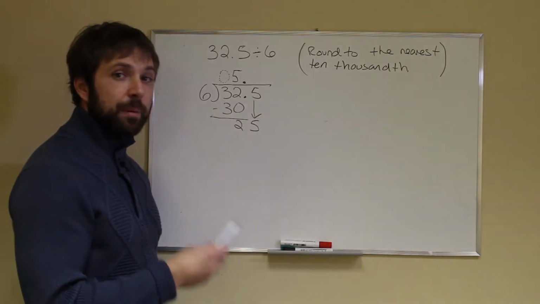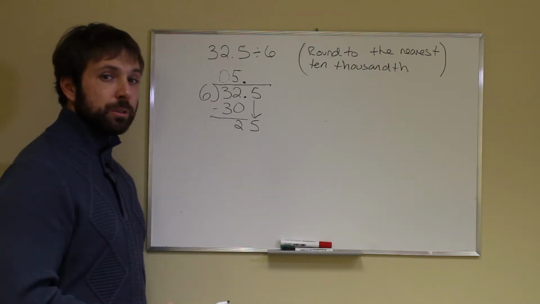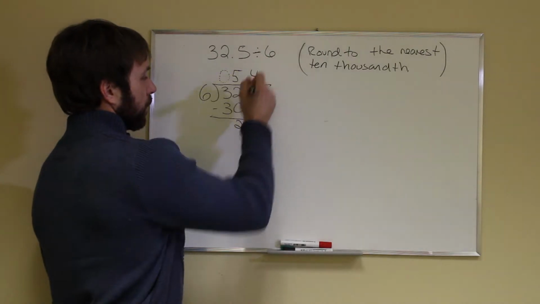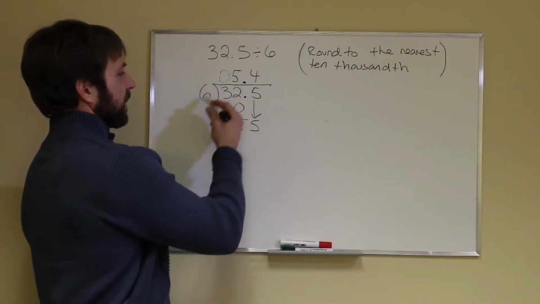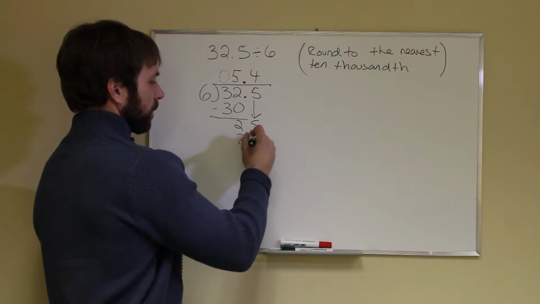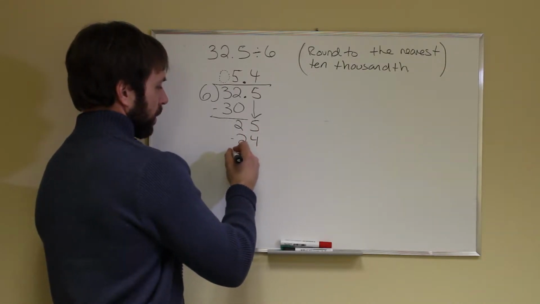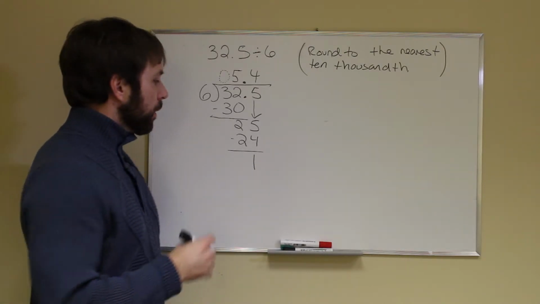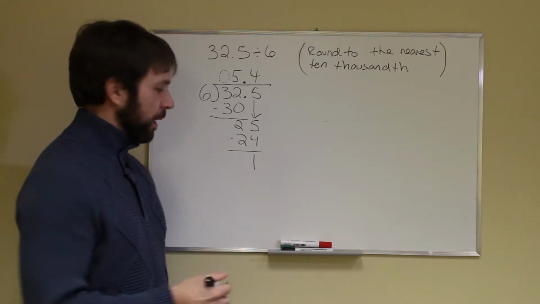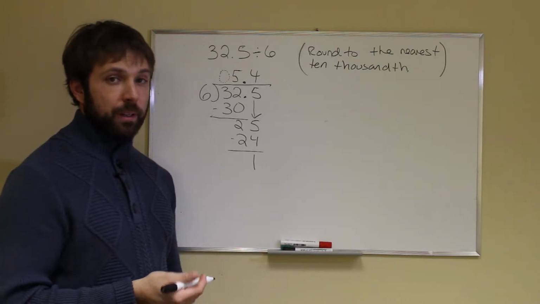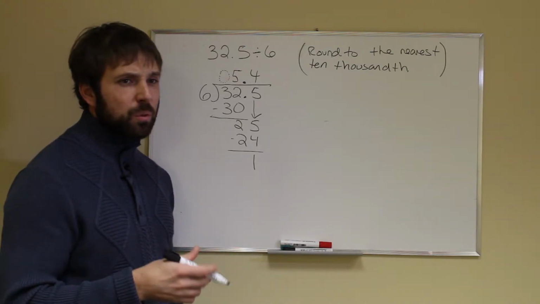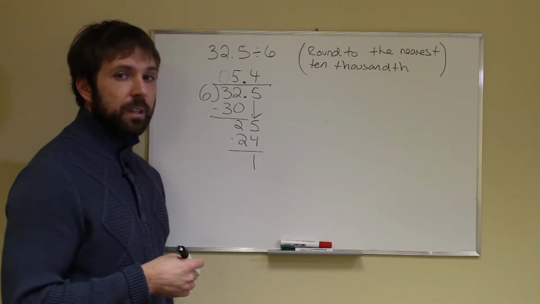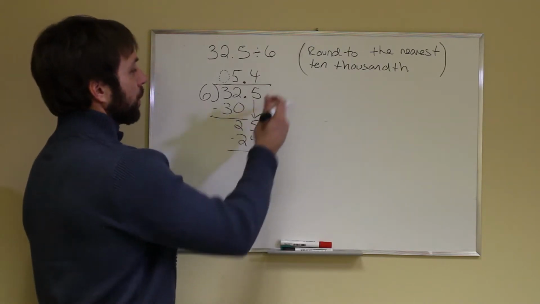I'll now ask myself, how many times 6 goes into 25? So 6 will go into 25 4 times evenly, and 6 times 4 is going to give me 24. When I subtract these, I get 1. Now, before, this is where I would have stopped, and I would have left this as 1 as a remainder. However, when we're dealing with decimal numbers, we don't deal with whole number remainders. So what we need to do is find a way to continue on with this problem.